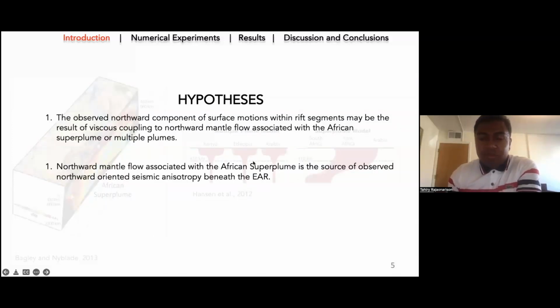So our main goal is to test the hypothesis that the northward component of surface motion is driven by viscous coupling to the northward mantle flow associated with the African super plume, but we tested also if it is due to the multiple plumes. And we suggest that this northward mantle flow associated with the African super plume is the main source of the seismic anisotropy.